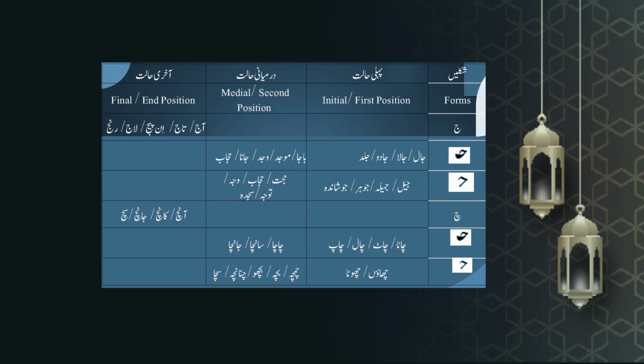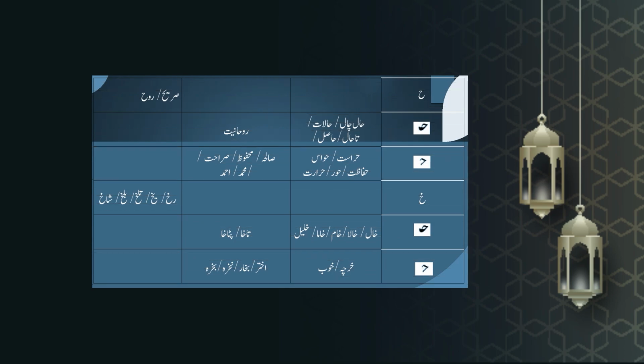It did not change its shape when it came at the end or final position. We will see the examples of hey. In its first position or its initial position: hal, hal, chal, halat, tahal, hasil.